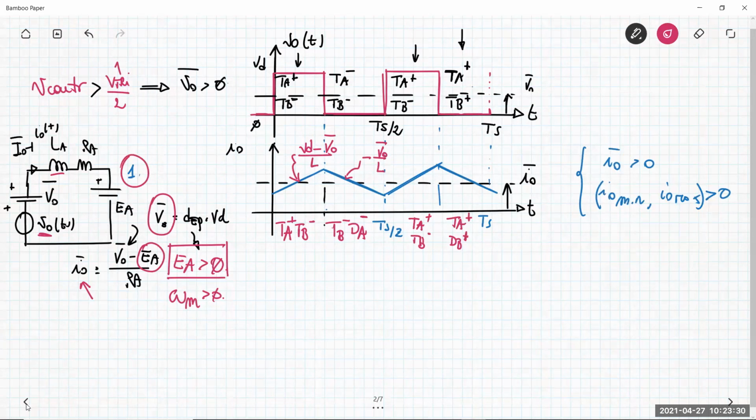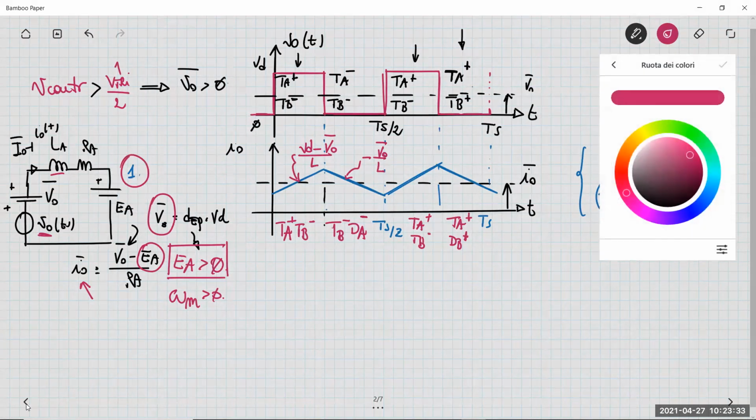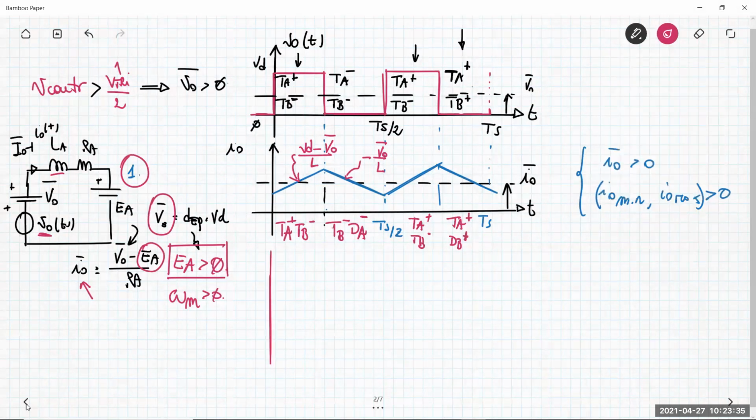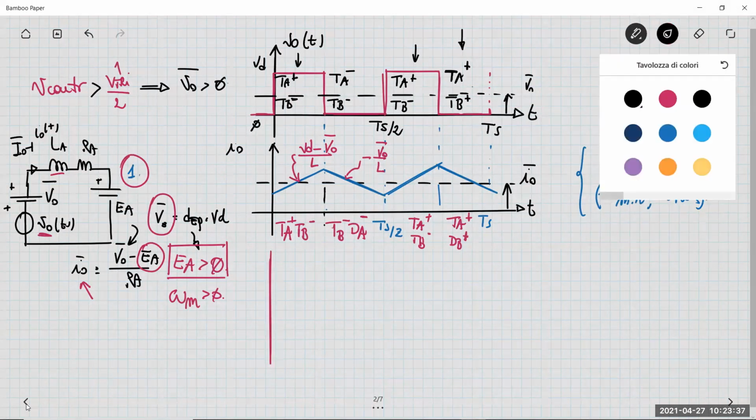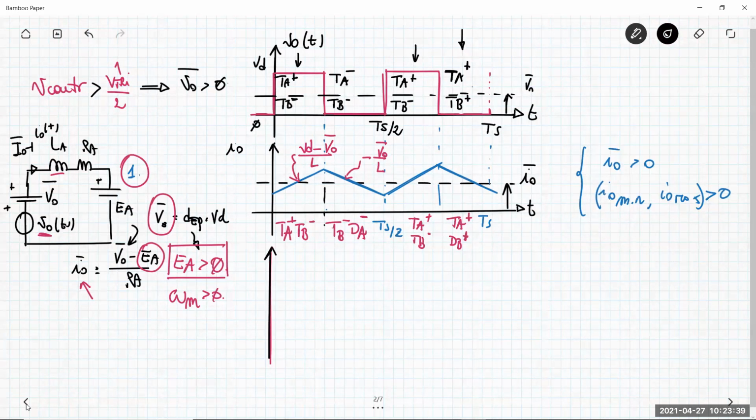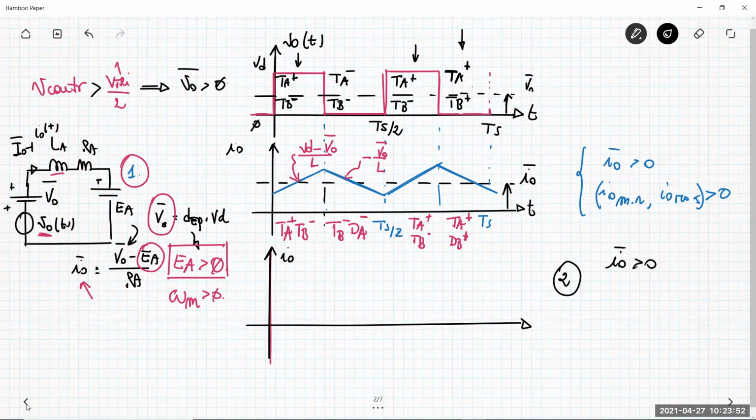Okay, this is not the only possibility, because, for example, you can have a situation in which the average current is positive, but not all the instantaneous current is positive. And this is the situation number two. So average current is positive, the peak current is positive, but the minimum value of the current is negative.